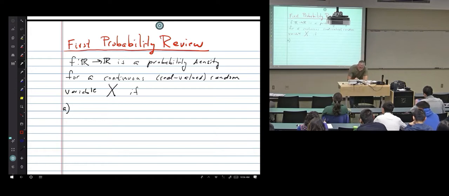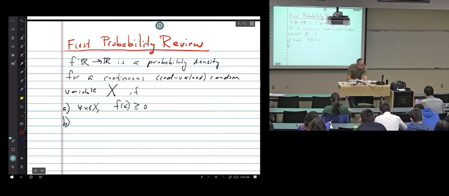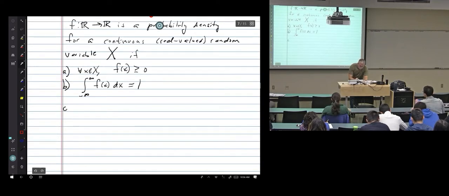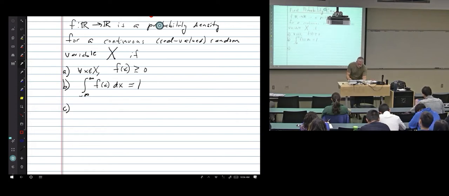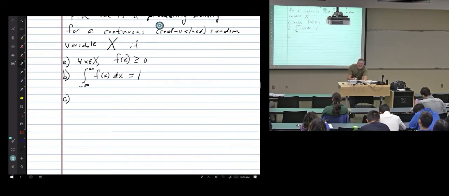So the first thing should be, if it's a density, for every x in X, f of x is non-negative. If we integrate over the entire domain, we get 1, so it's normalized. And then there's one more part I need to add, because for today we are skipping the more fundamental review that we'll do a little bit later.